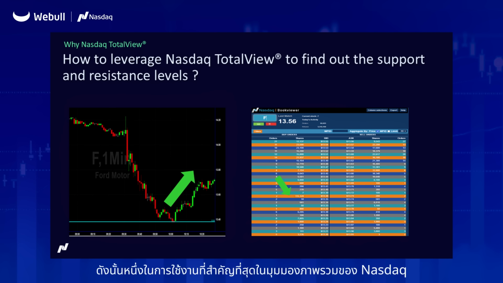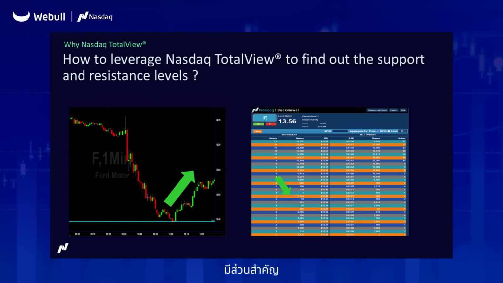So one of the key usages of Nasdaq TotalView full depth of book is to find the support and resistance level. Okay, this is the key part, right? What is support and resistance level? Support level is when a share price goes down, identifying the turning point where the price may go up. So as a retail investor, you want to always buy low, right? Buy low, sell high. So what is the lowest?